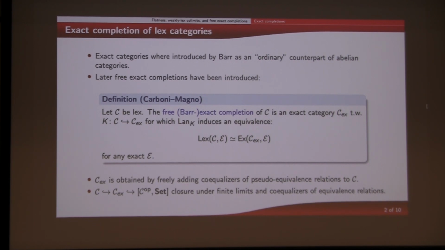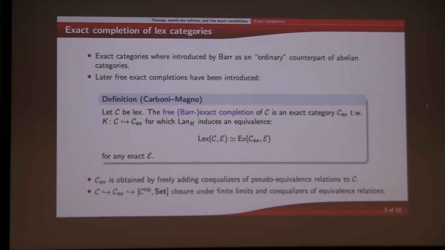Okay, and Carboni and Magno already showed that Cx can be obtained from C just by freely adding coequalizers of pseudo equivalence relations, which are a generalization of coequalizers of equivalence relations. You just somehow drop the uniqueness condition when defining an equivalence. Alternatively, Cx is contained in the presheaf category, but you can also see it as the closure of C of the representables under finite limits and coequalizers of equivalence relations.